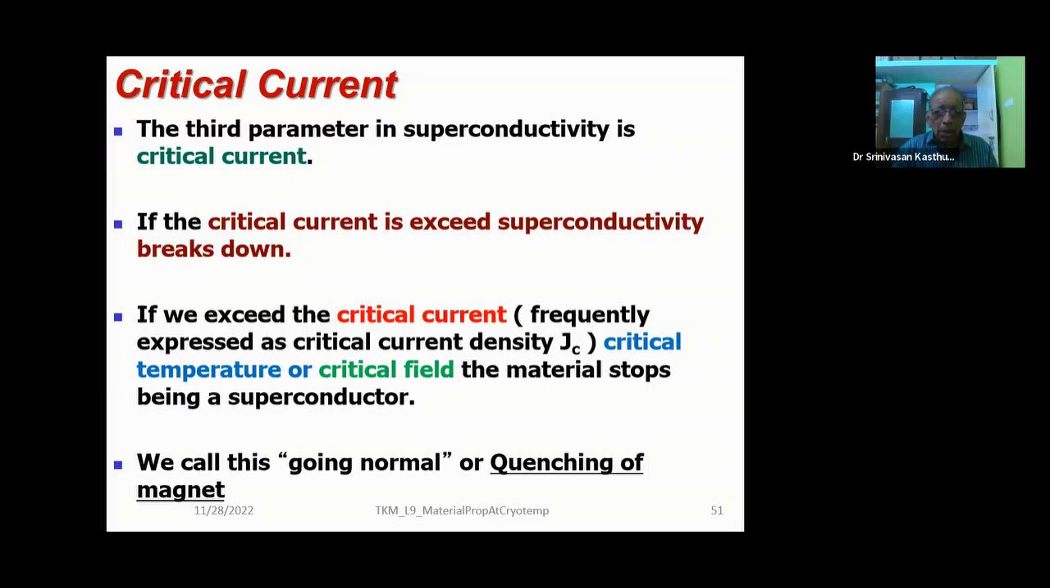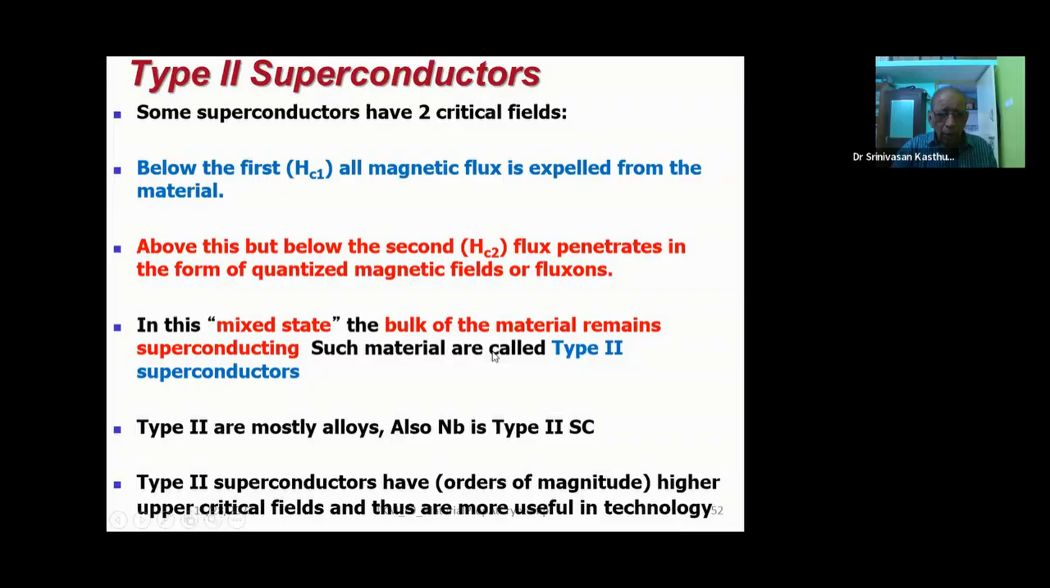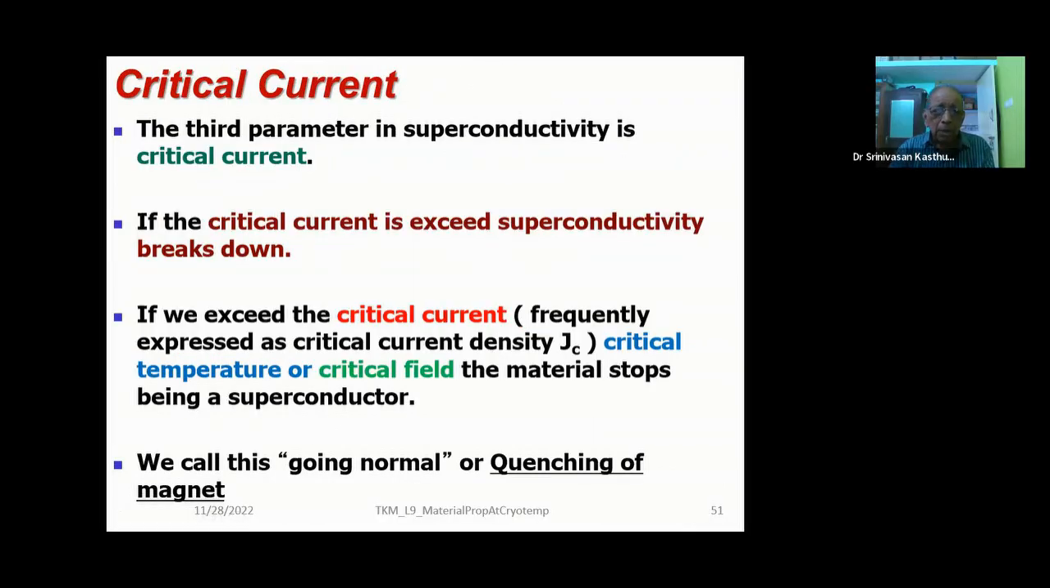Now, there are parameters. The first parameter is the transition temperature. The second parameter is the external magnetic field, or we can say the critical field. And the third parameter is the critical current, how much current the material can take. The third parameter in superconductivity is the critical current. If the critical current is exceeded, then superconductivity breaks down.